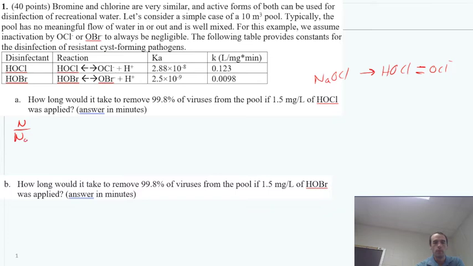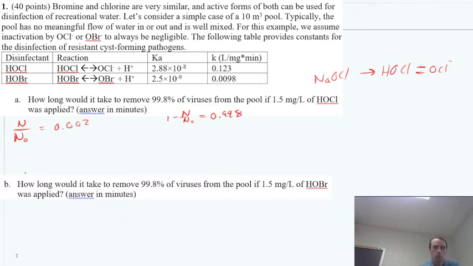the problem would go like this. To say, first of all, in a swimming pool, it's essentially a batch reactor. It's well mixed, no meaningful flow in or out. So that's what's telling us it's going to be a batch reactor. And our treatment level here is going to be 0.002. So we said 99.8%. We could say 1 minus n over n naught is equal to 0.998, right?